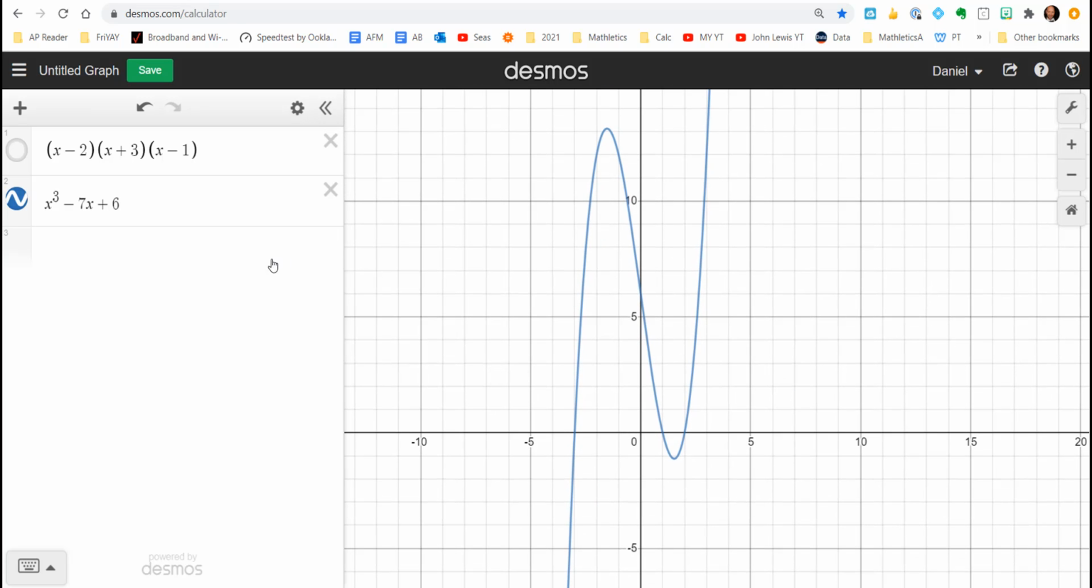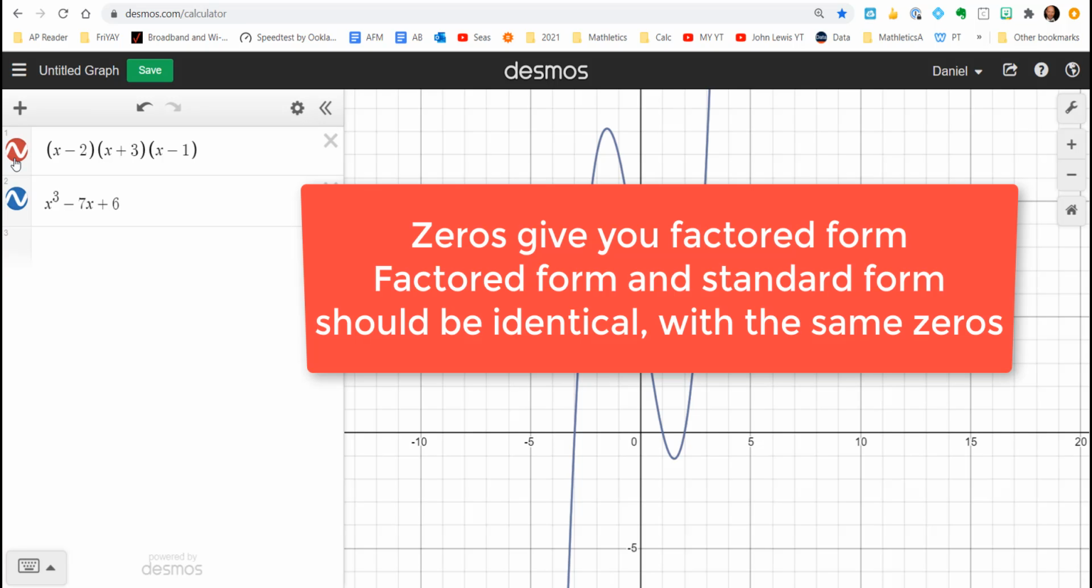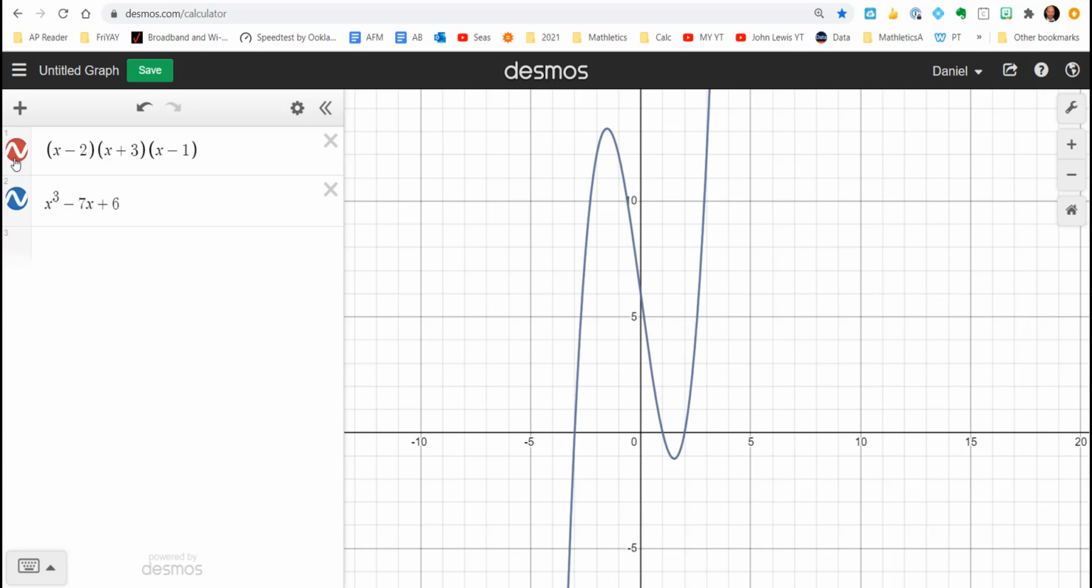Come on, Desmos, stop moving. So that's how I know, yes, I did this correctly. This meets the criteria of my function. I have the correct zeros, so that checks out. My factored form checks out. And my standard form also checks out. So all three of those things are verified from using Desmos.